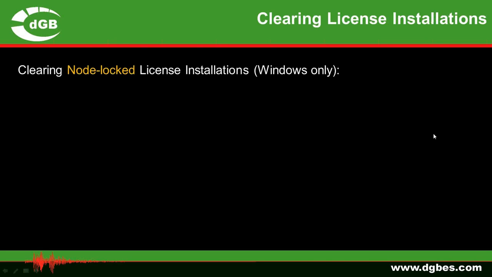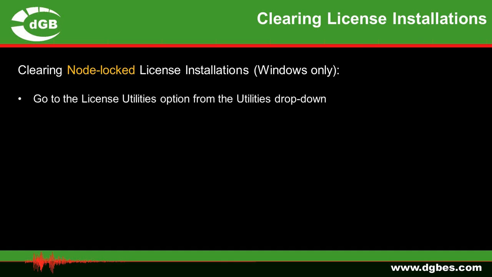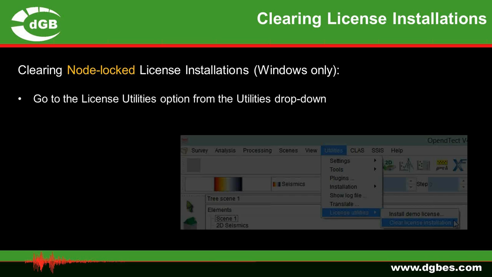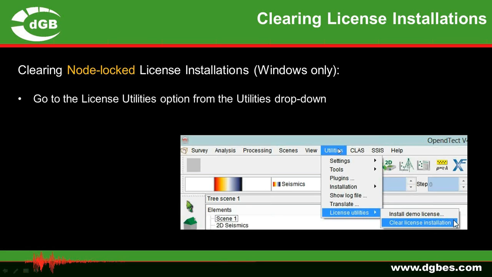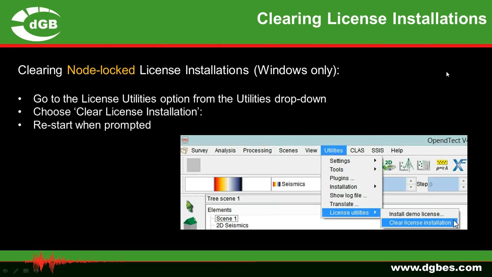So for clearing license installations, for node.license clearance on Windows only, we have the option to use the license utilities option from within OpendTect. You'll simply come to the utilities, license utilities, and press clear license installation and restart when prompted.